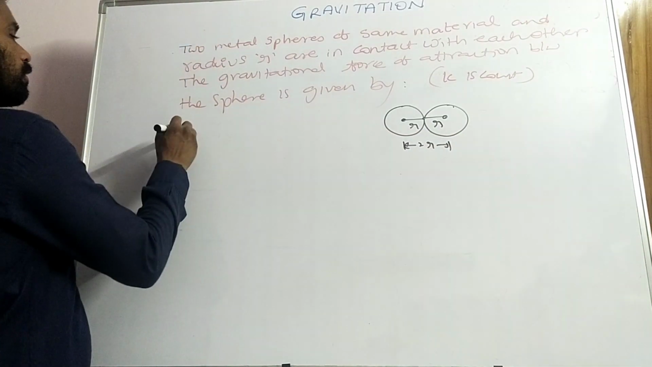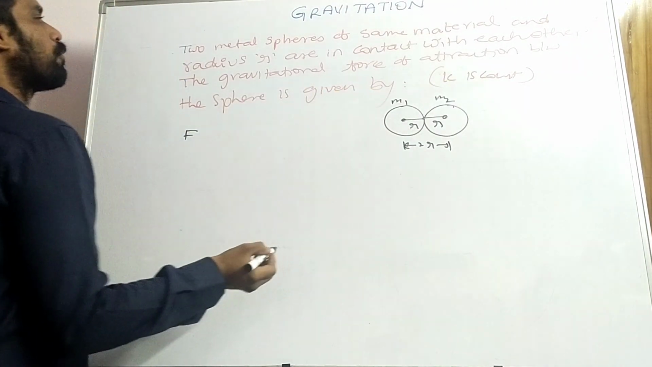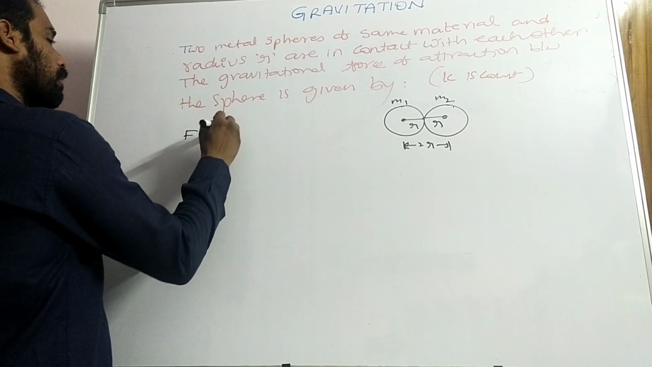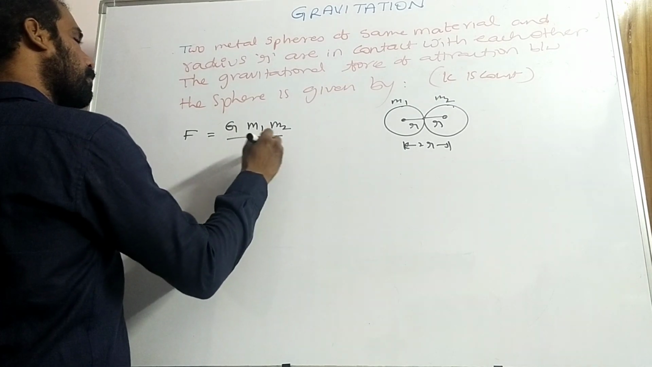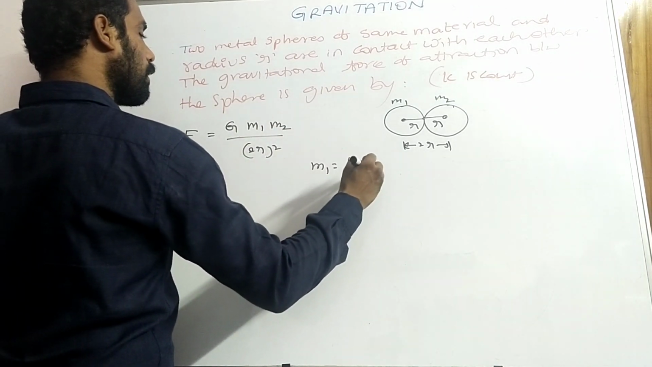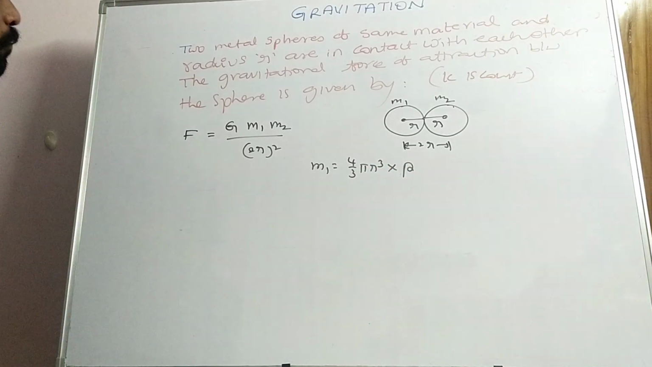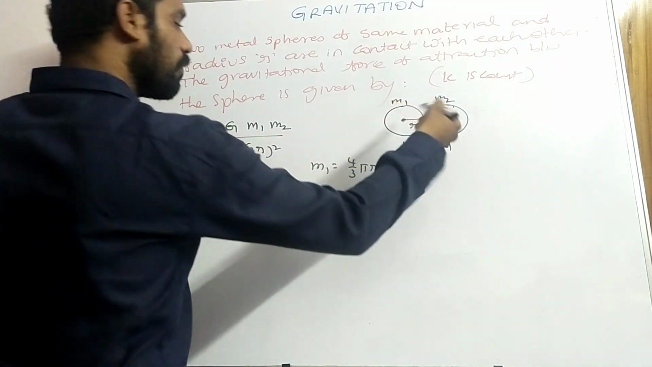And now what is the force of attraction? Let us consider the masses are m1 and m2. Both are of the same material. So F is equal to G m1 m2 by (2r) square is the expression, and here you can write m1 is equal to 4 by 3 pi r cube into density rho. Why? Because of the same material, no? Same material and the radius of those two will also be the same.